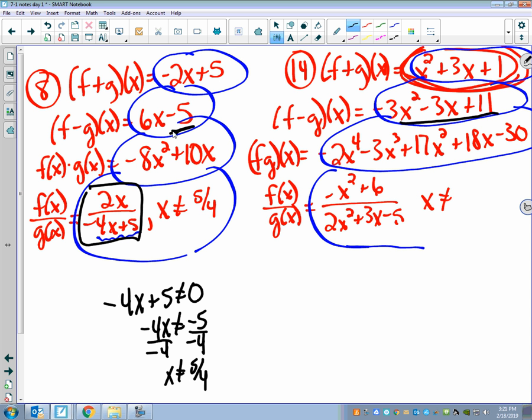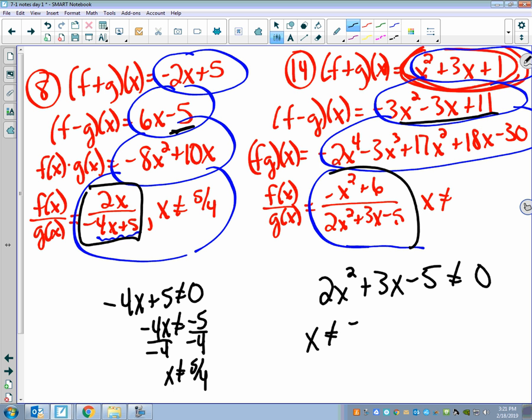I divided this. I can't do anything else, so I just left it. But what can't x be? Well, look, it never goes away. Factoring. I have to say, what can't this be? So you could do the quadratic formula here, or you could factor. Here, let's just do the quadratic formula.